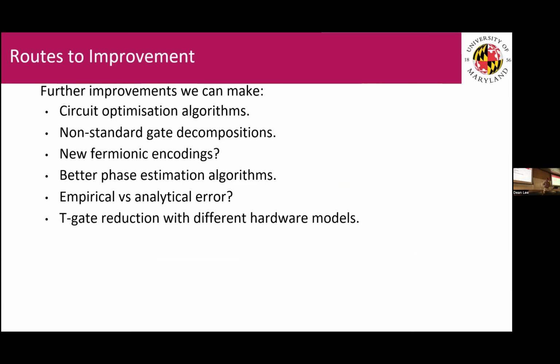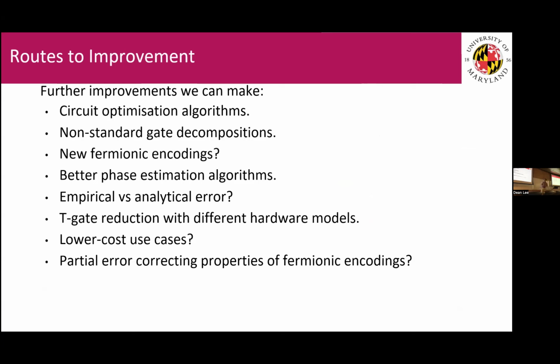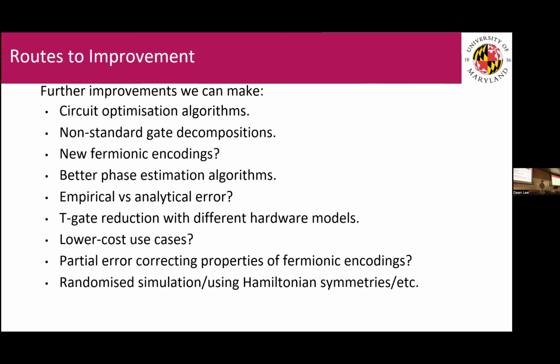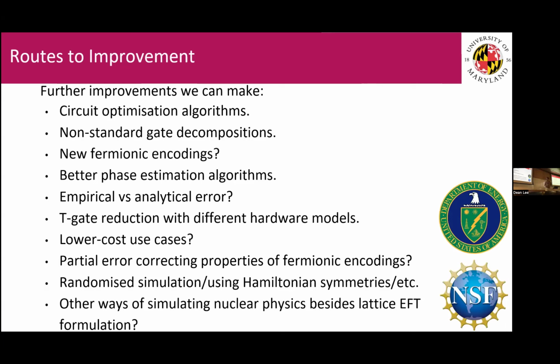And there are a lot of questions to ask about things like using different hardware models and looking at lower cost use cases rather than doing a full time evolution. And we can talk about things like error correction from fermionic encodings, using randomized or other Hamiltonian symmetries. And of course, we've considered pionless effective field theories in this work, but there are a whole range of models that we use to simulate nuclear physics, and it's definitely worth considering there.